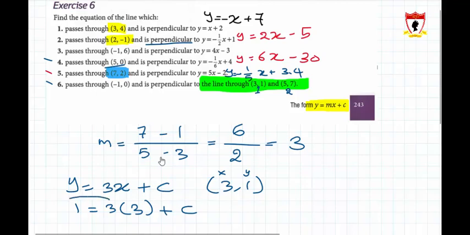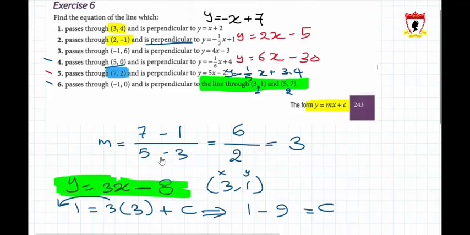Or we can do it the ordinary way. If this 9 goes to the other side, it will be negative. We'll have something like this. 1 minus 9 is equal to c. 1 minus 9 is negative 8. So we got the equation. It's 3x minus 8. This is the equation of the line that passes through these 2 points. So we got it. Let's write the equation here. Y equals 3x minus 8. Okay, now we need to find an equation which is perpendicular on this one and passes through this point.